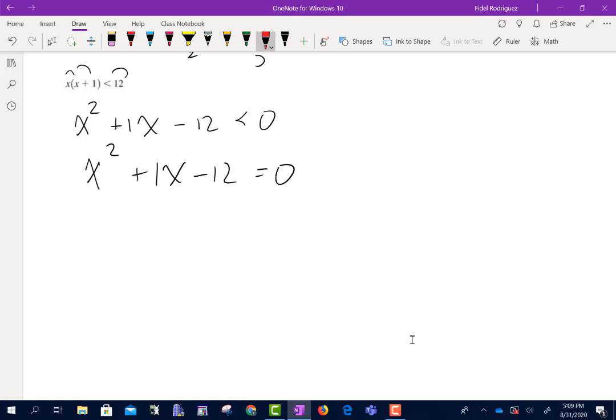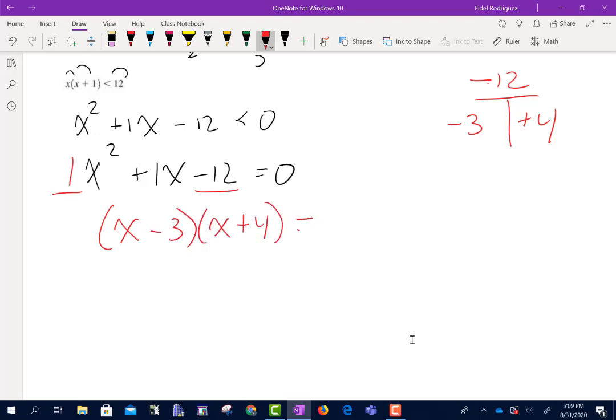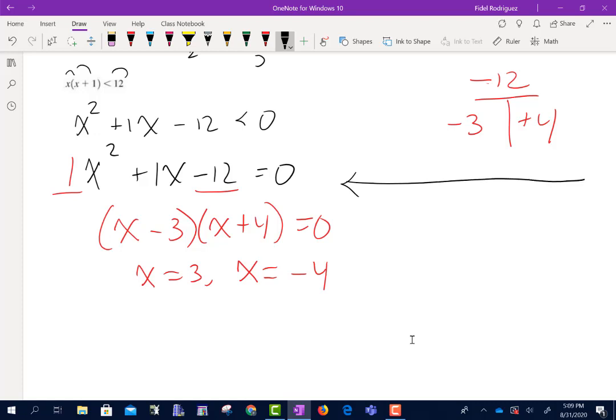Okay. Now, I'm going to go ahead and start to write this out as an equation, meaning I'm going to put an equal sign. Okay? And notice again, the number in front of my x squared is a 1, so I should be able to factor this relatively easily. I'm looking for two numbers that multiply to a negative 12 but add up to a positive 1. Couldn't we use a minus 3 and a positive 4? So now when I set this up, x minus 3 times x plus 4 is equal to 0, I'm going to end up with two answers. One is x equals 3, one is x equals negative 4. Now, I'm going to draw my number line here, okay?